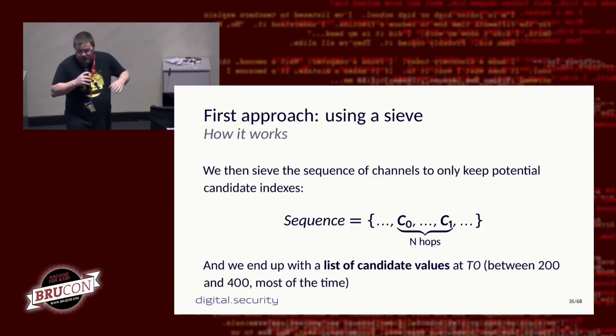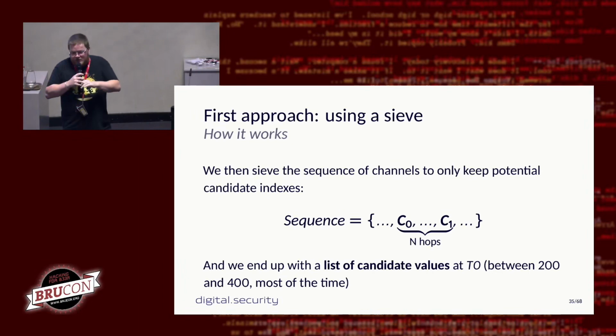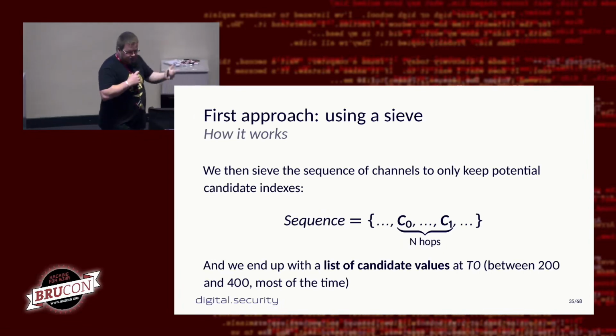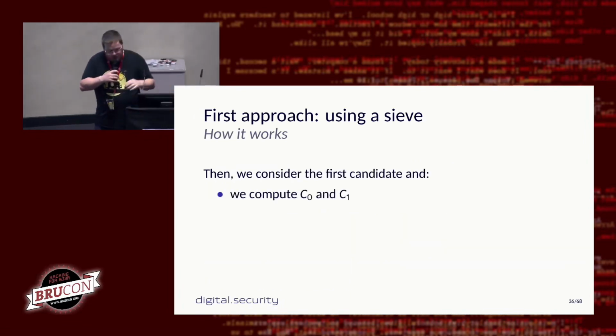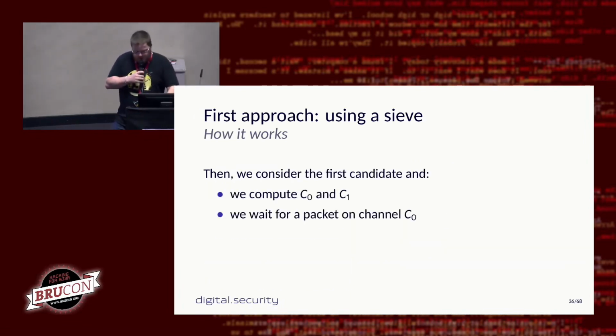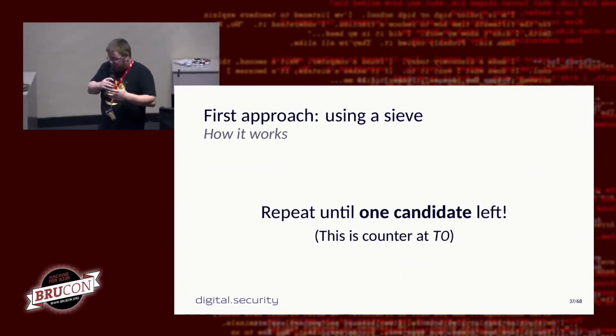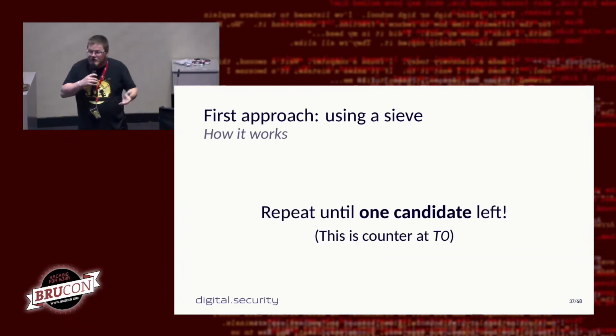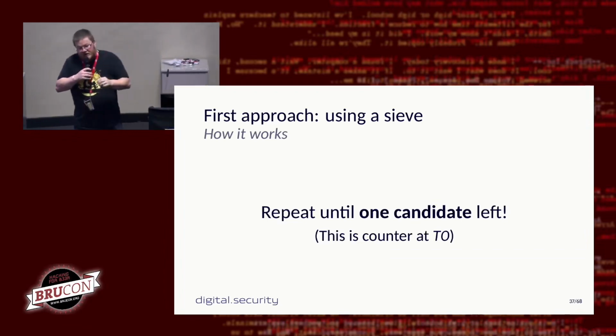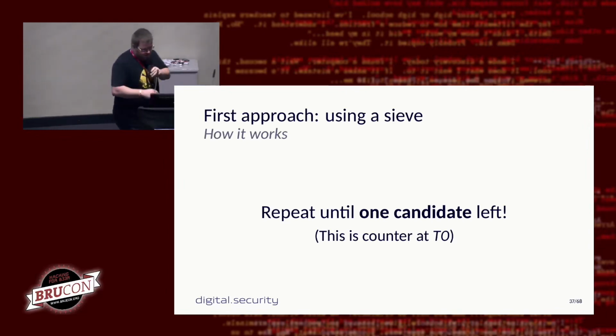By doing this, we eliminate every candidate that could not have been used to generate this pattern, and we loop. With a few loops, we repeat this, and after this we will be left with a single candidate. This candidate is the value of the counter when we started the attack at T0.